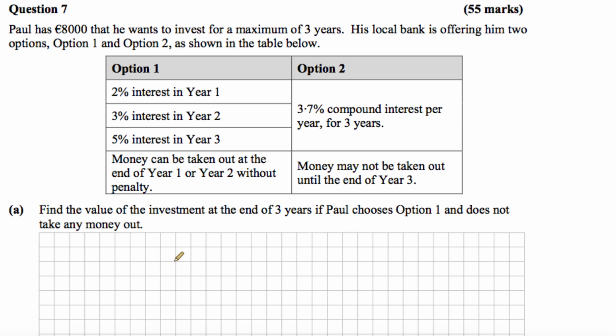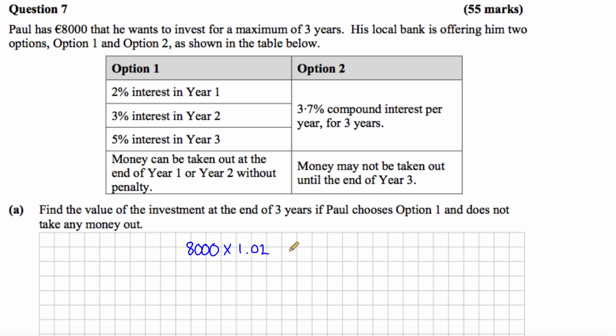Okay, so part A says, find the value of the investment at the end of 3 years if Paul chooses option 1 and does not take out any money. Okay, well, if he has €8,000 to begin with, so 8,000, he puts that in for the first year. He gets 2% for year 1, so he's going to add 2% to 100, that's 102, and write that as a decimal, so 1.02, and multiply by it.